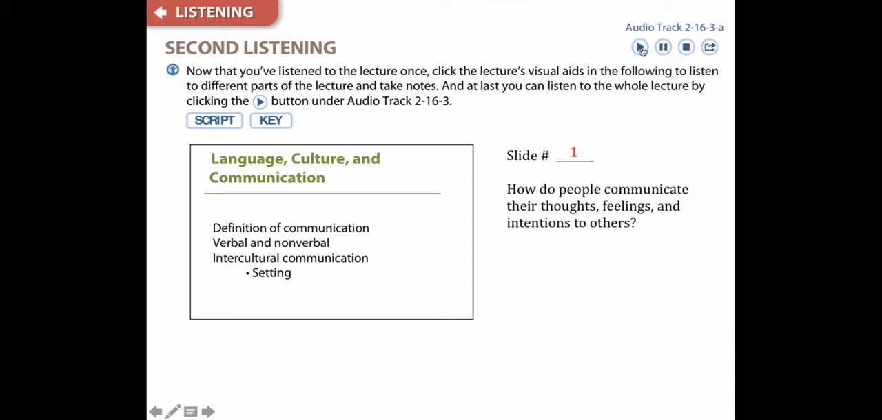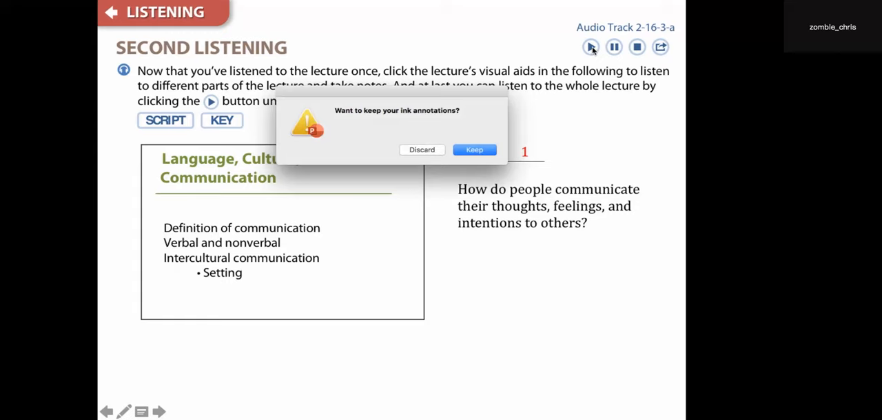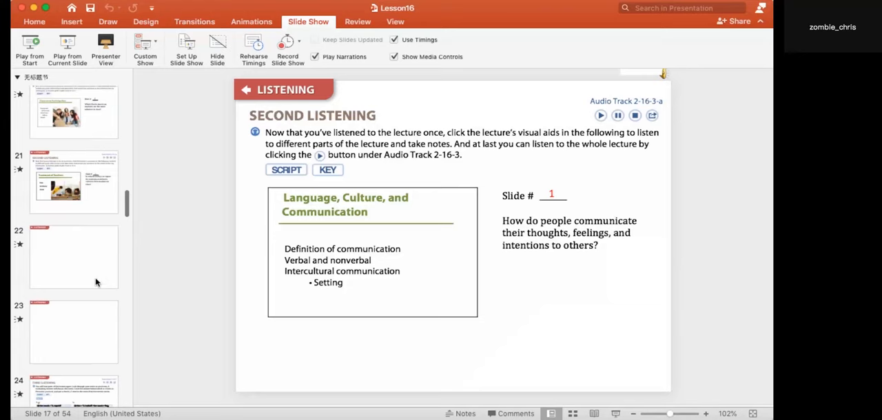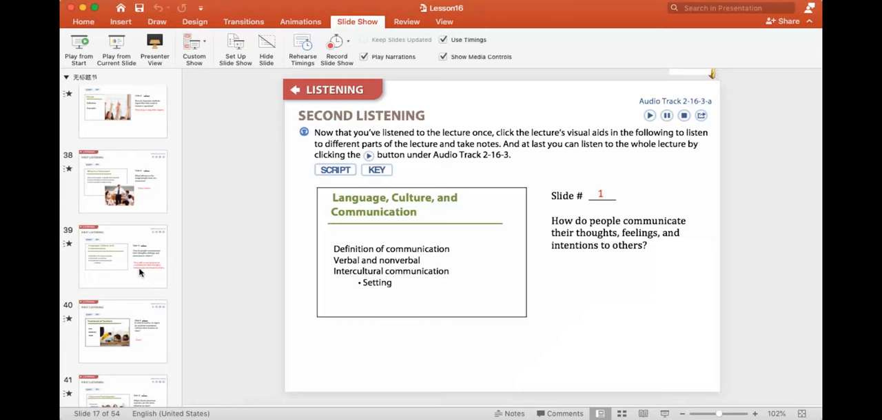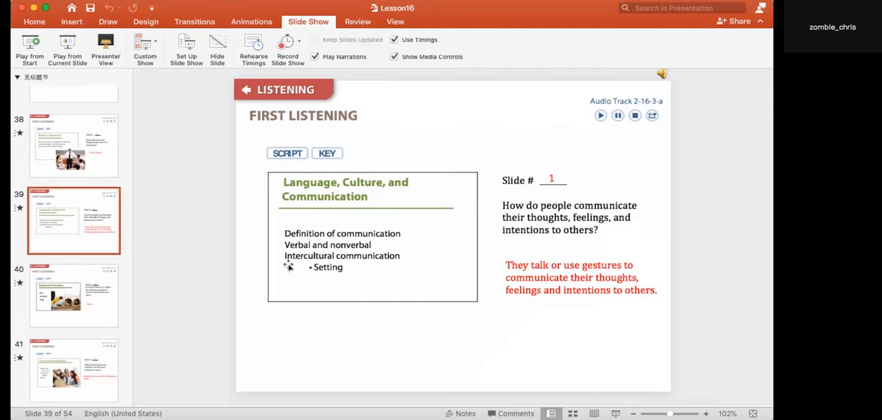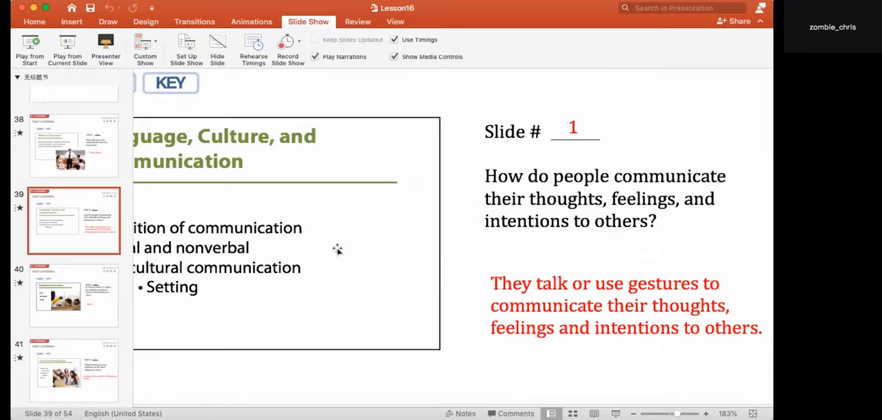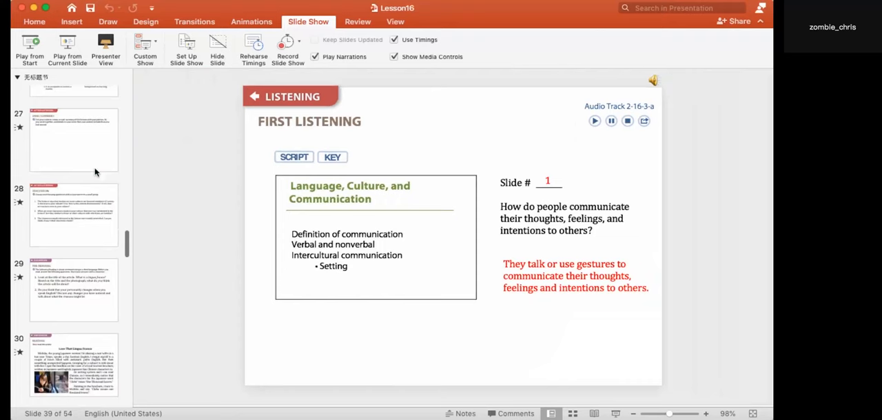Okay, so how do people communicate their feelings, thoughts, and intentions to others? You'll probably be able to guess the answer. They talk or use gestures to communicate their thoughts, feelings, and intentions to others. Talking and using gestures.